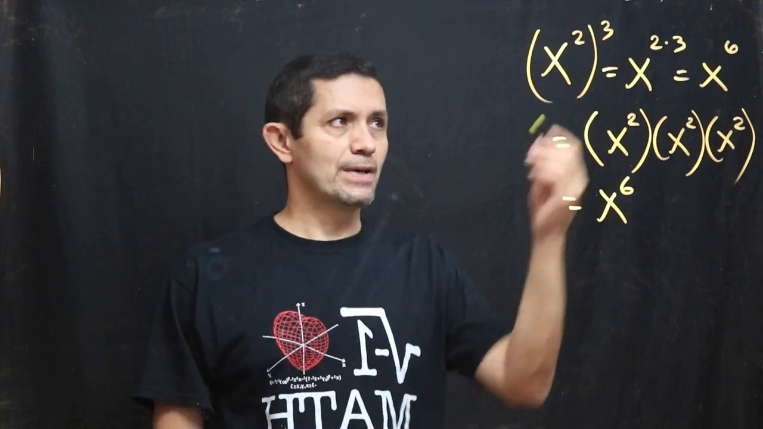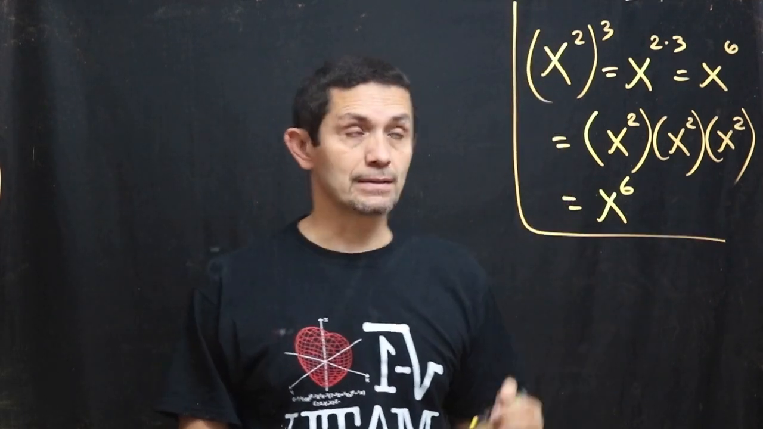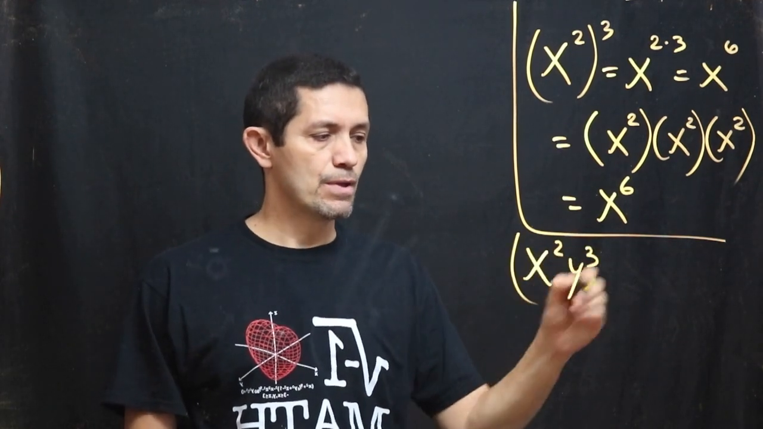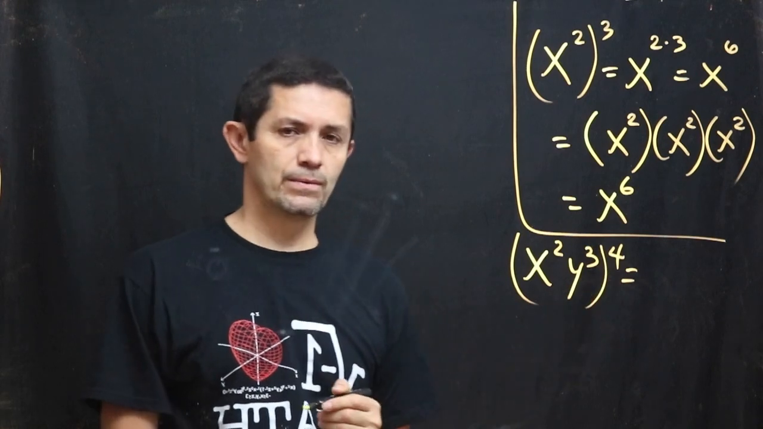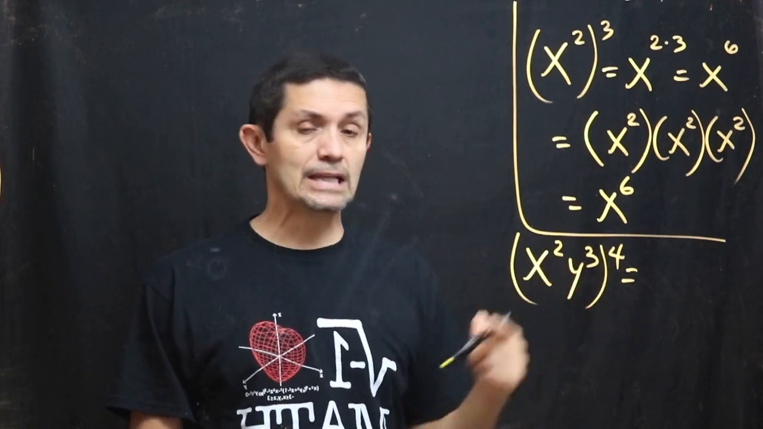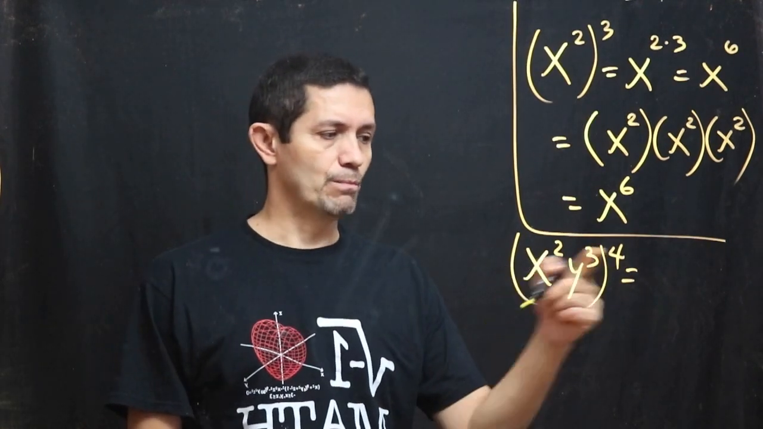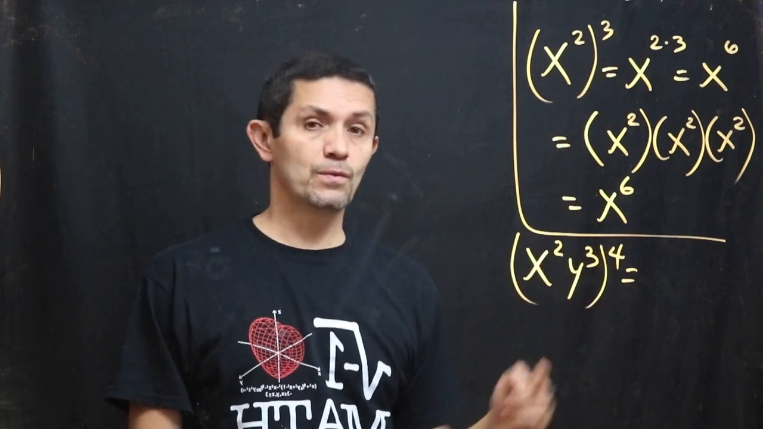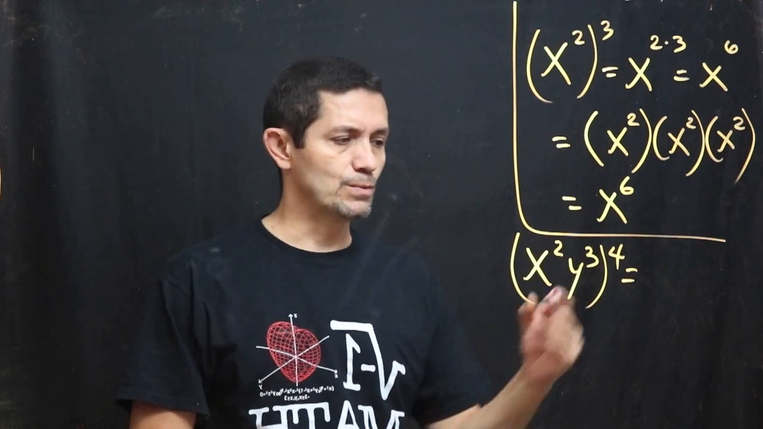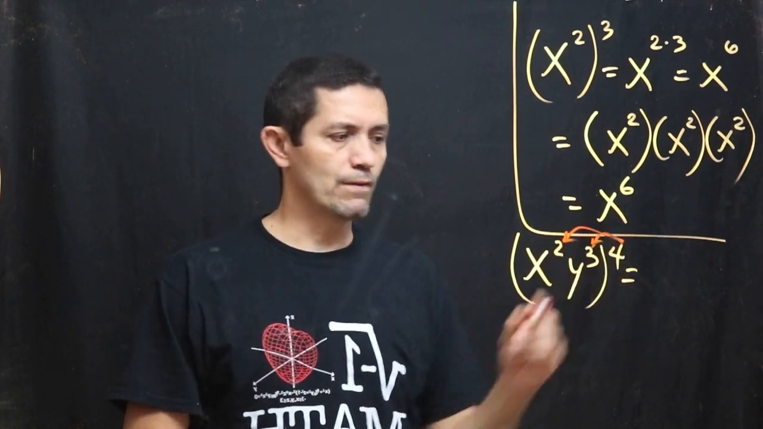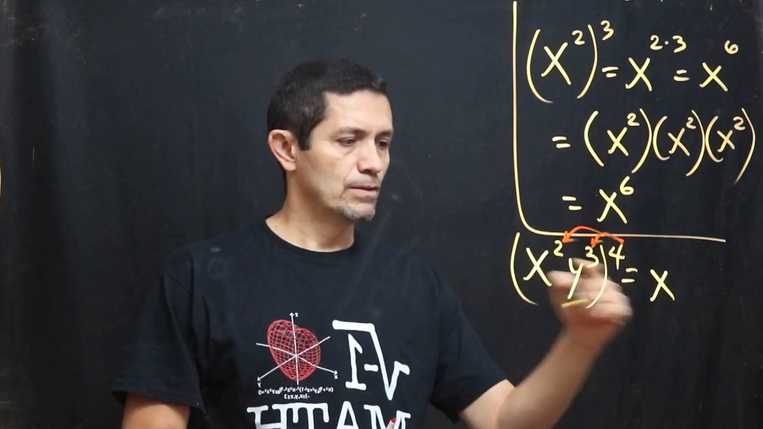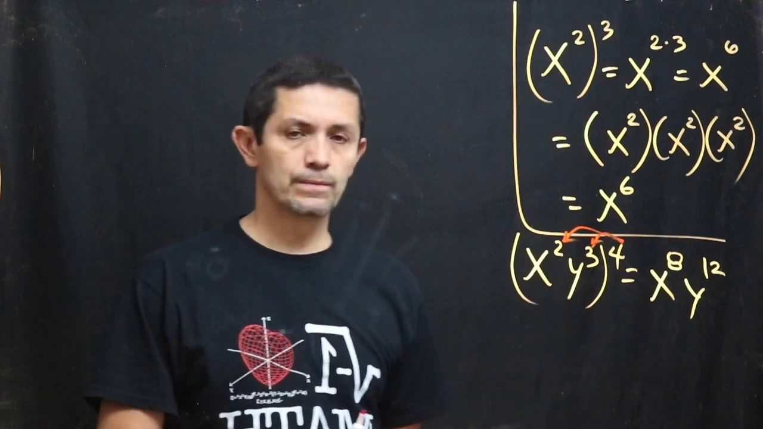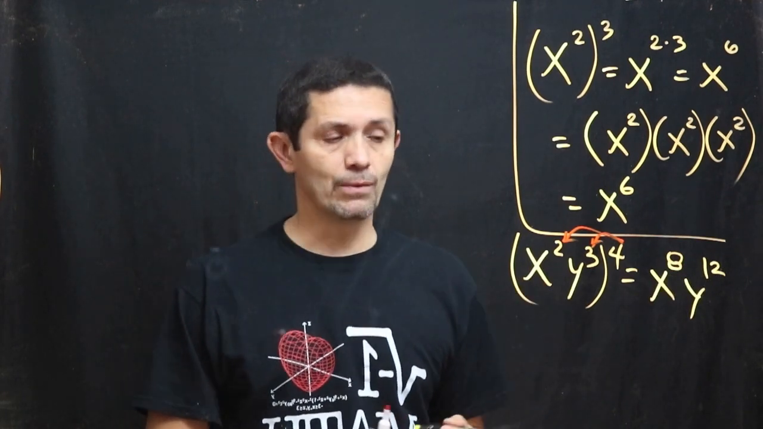Okay, what happens if I have a product inside? Let's say that I have x squared y cubed, everything to the fourth power. So that exponent will affect each one of them, okay? So basically, it's like having x to the second to the fourth, and then y to the third to the fourth. So that exponent is going to multiply each one of them. Therefore, 2 times 4 is 8, and y is 12, okay? And this is a power of a power.